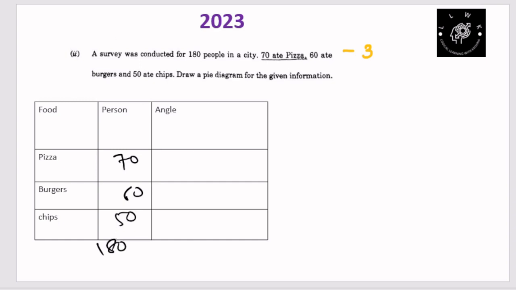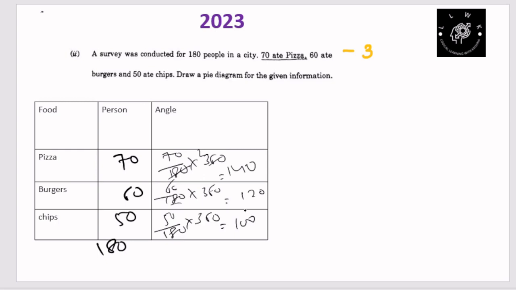Angles you have to find, and to find the angles there is a very simple formula. What is that? 70 divided by total 180 into 360. Very simple, you can cancel it. 2 140 is the angle. Similarly here 60 divided by 180 into 360. Similar here also 120. Here you can double it and you can write 100. Simple thing. Okay, I'll write it. Do not get confused. Calculation is also easy. So now you have 3 angles, 140, 120 and 100, that you have to draw.